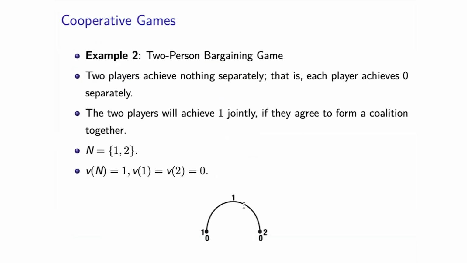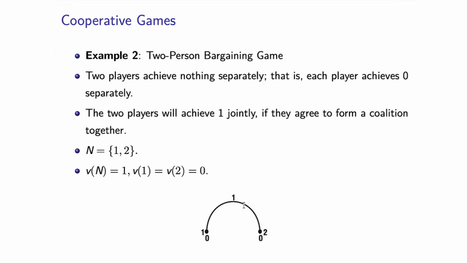Okay, let's look at some other games. A common type of game that is often studied is the bargaining game. I'll give you two different versions here: one involving two players and the second involving generally n players. The most basic version of this bargaining game is that suppose two people are bargaining and they cannot come to an agreement, then they are going to get nothing, right? So we say that each of them is going to get 0 separately.